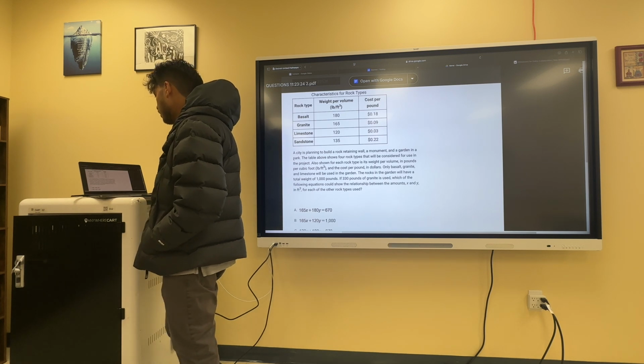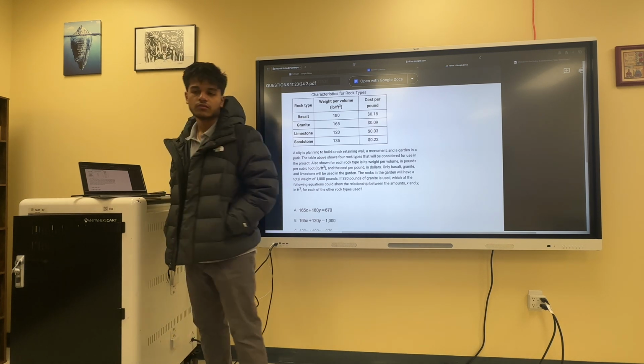So it's giving a table showing 4 rock types. Let me just drink some water.